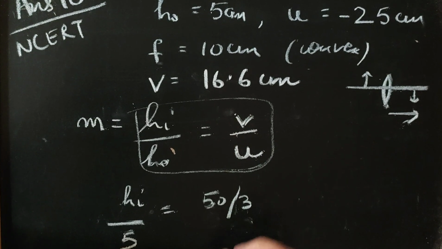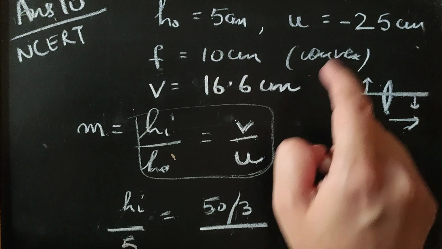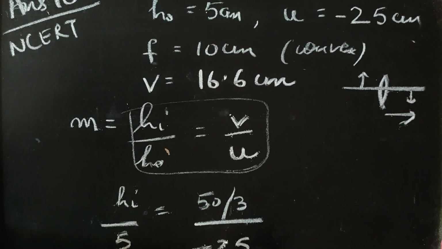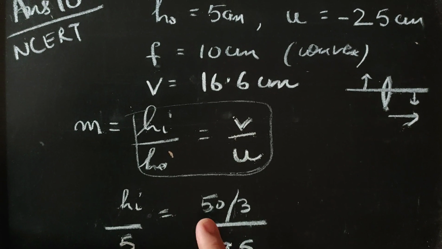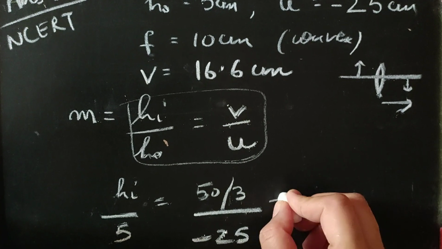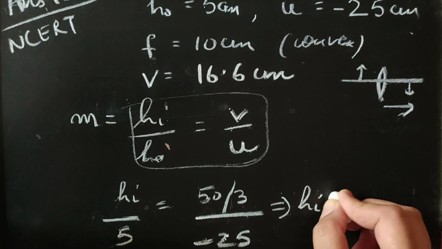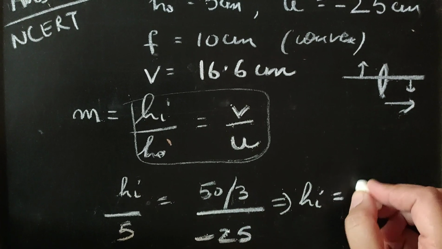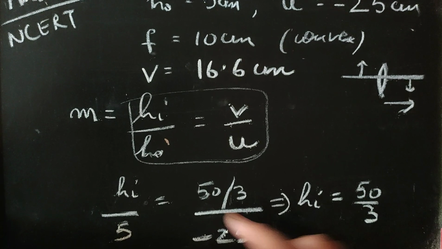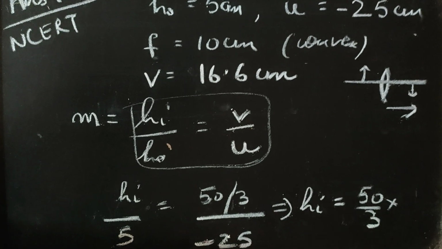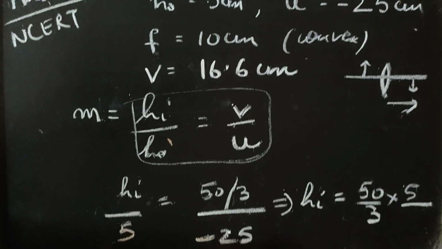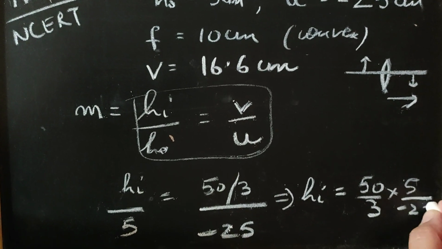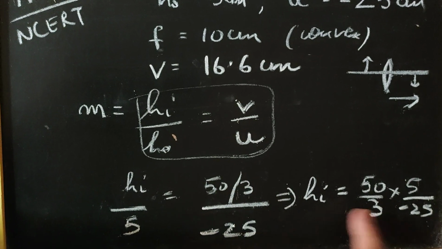So V I have put 50/3 and U is given in the question minus 25. So when I use these values and calculate, I will first rearrange the terms so that you can see how I calculate. I am writing HI as 50/3 into 5, this 5 is going on the other side here, divided by this minus 25. I hope the rearranging of terms is clear to all.